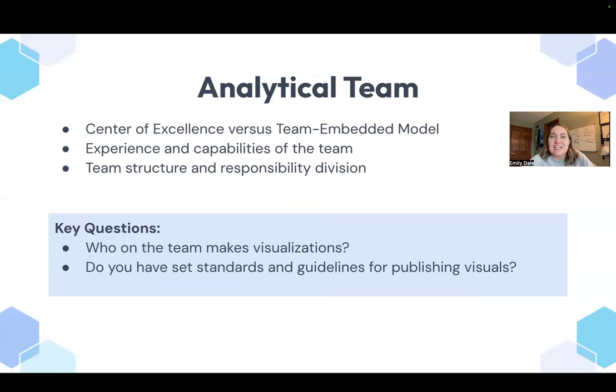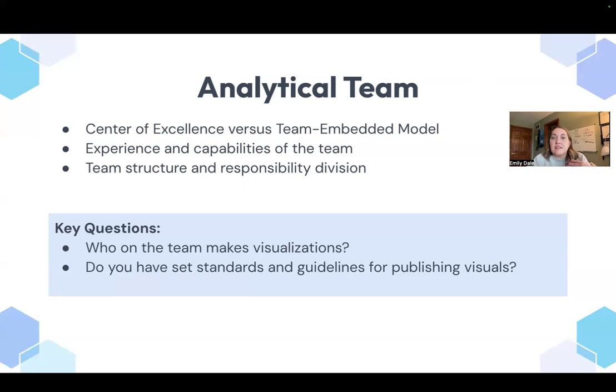So I'd love for you to just take a moment and think about your team in general, whether you're on an analytical team or whatever your career is at this point. And think about these terms: center of excellence versus team embedded. So a center of excellence means that everybody on your team is doing a specific function. So in the analytical team context, that means all of our analysts, data scientists, whatever our company describes these people as, they're all in a team.